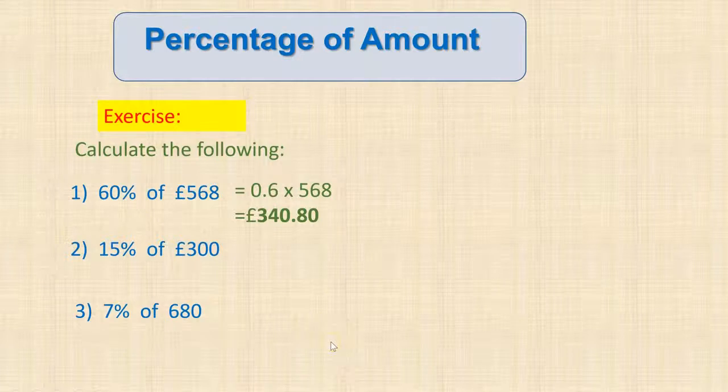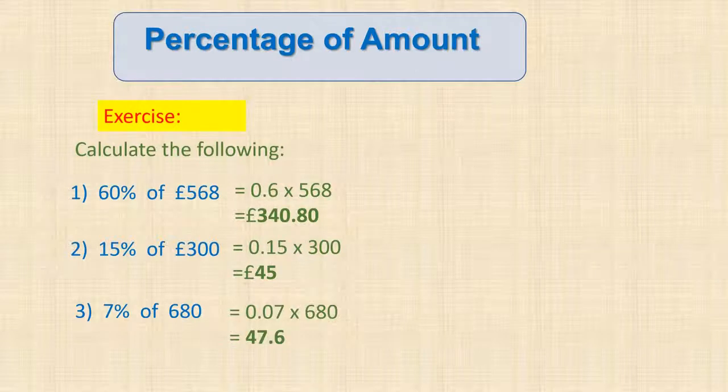Changing 60% to decimal. So 60 over 100 gives you 0.6, times 568 is 340 pounds and 80 pence. So we're going to be using the calculator method for the answers here to be quicker. So 15% is 0.15 as a multiplier, times 300 is 45 pounds, and 7% of 680 is 7 over 100, is 0.07, times 680 gives you 47.6.